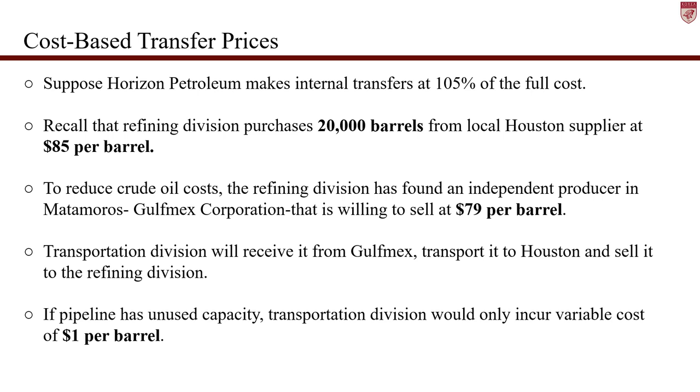If the pipeline has unused capacity, then the transportation division would only incur the variable cost of $1 per barrel. All right. If there's no unused capacity, then the transportation division would have to not only incur the variable cost, but also consider increasing their fixed cost. Right? But right now, we're going to think about a case where the capacity is unused, so that the transportation division would only incur the variable cost of $1 per barrel.